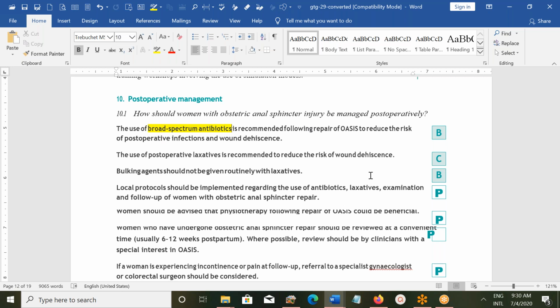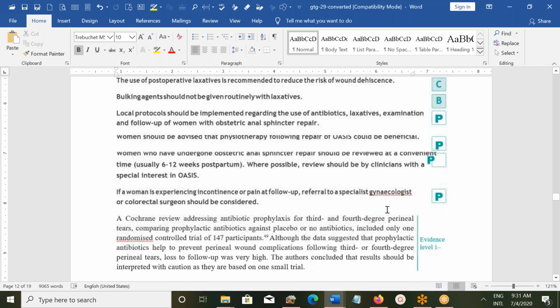There should be local protocols which will tell you which type of antibiotic and which laxative should be given. And then women should be advised of physiotherapy. The new recommendation is that women who have sustained third or fourth degree perineal tears should be reviewed by physiotherapists before they are discharged, because they are going to benefit if they start these exercises in the early part of the postpartum period. Then you have to tell them that they should be reviewed at the regular visit.